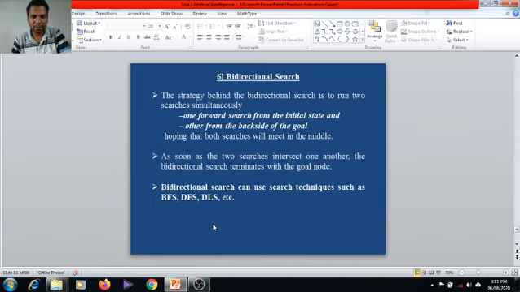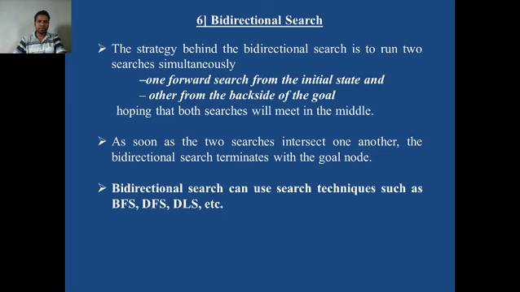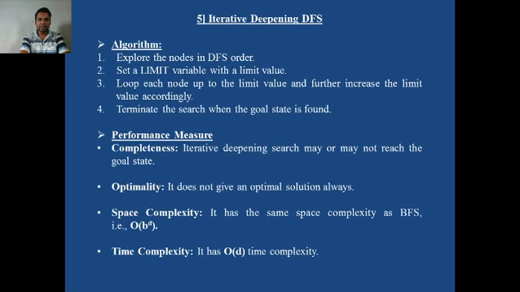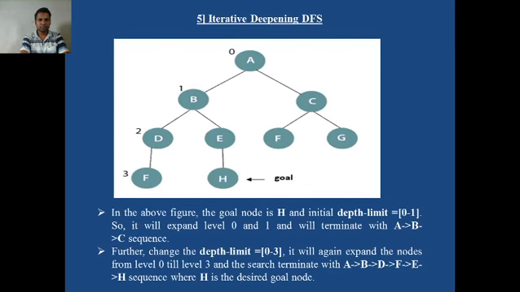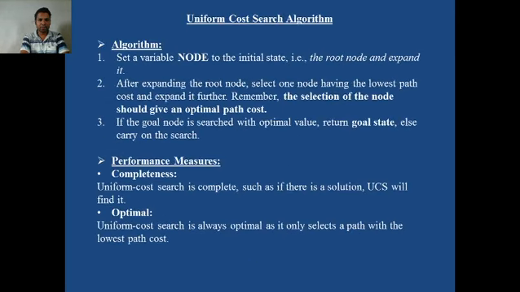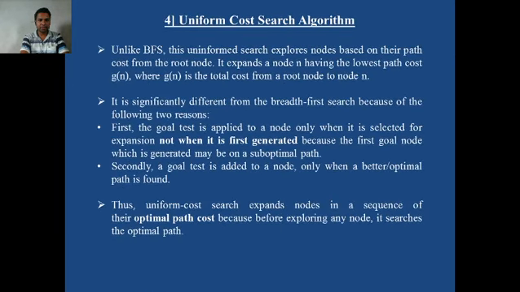Today we are going to discuss the last uninformed search algorithm, that is the bidirectional search algorithm. Here in this algorithm we are going to take one example based on which we will study this bidirectional search algorithm. Before going into it, let us take a recap of what we covered in the last lecture. In the last lecture we discussed two algorithms: uniform cost search and iterative deepening depth first search.